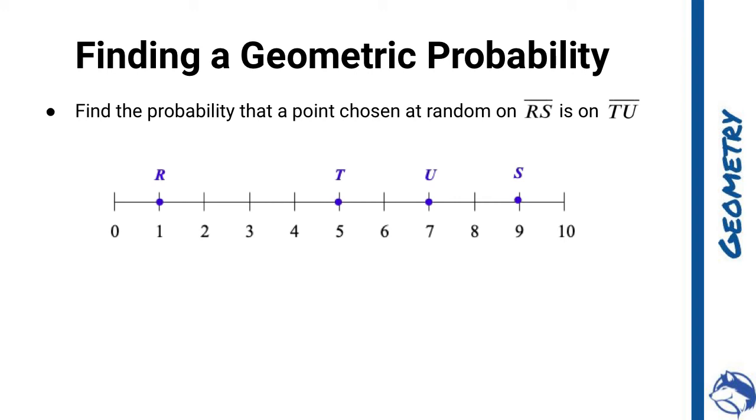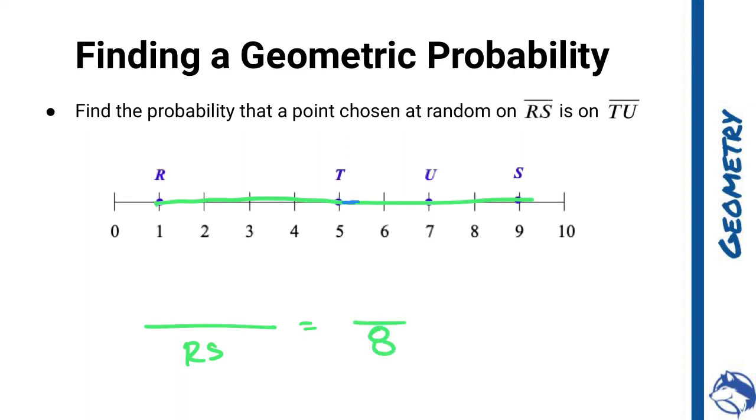So here's an example of how to do that. Find the probability that a point chosen at random on RS is on TU. Well, RS is this whole piece right here. That goes from 1 to 9, which is a total of 8. So whatever I'm doing, I'm dividing it by RS, which is equal to 8.